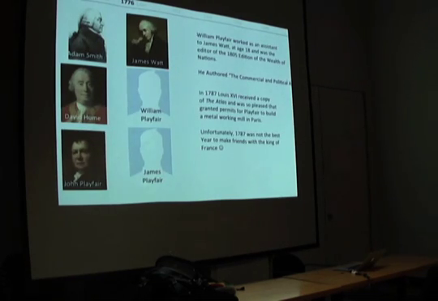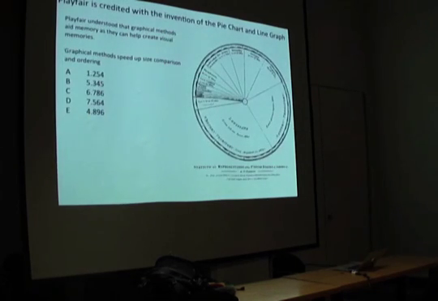Unfortunately, 1787 was not the best time to make friends with the King of France, okay? Because you know that the French Revolution is 1789, okay? So definitely, that cut the time of William Playfair in France a little bit short, and he had to come back to Scotland, okay? But for example, Playfair is credited with the invention of the pie chart. This is one of those first pie charts. So that's how a pie chart of the late 1700s looks like, okay?